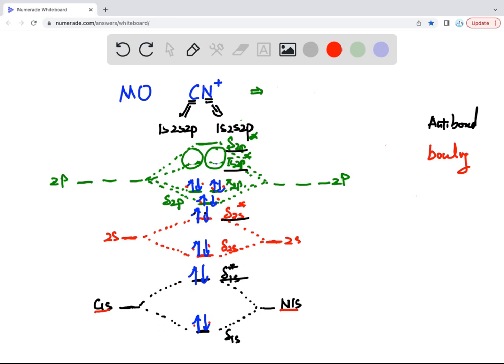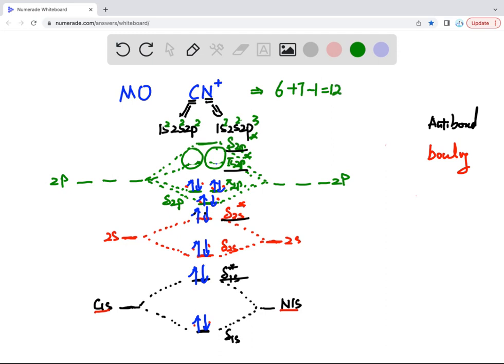And then we need to start filling the electrons. For carbon, the electron configuration is 1s2, 2s2, and 2p2, so carbon has 6 electrons. For nitrogen, it has 1s2, 2s2, and 2p3, so it has 7 electrons. And we notice that the CN+ has a positive charge. That means we need to subtract 1. So in this case, it becomes 12 electrons.